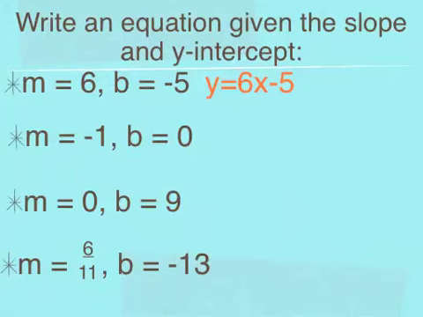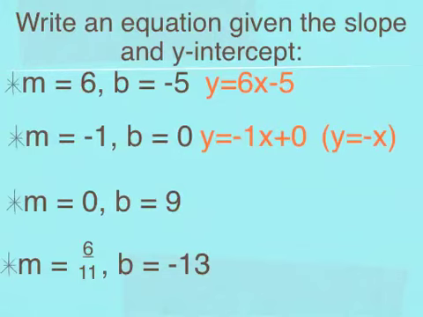The next example, I'm going to plug in negative 1 for m and 0 for b. So my equation would be y equals negative 1x plus 0. If you remember, plus 0 or adding 0 is not going to change whatever negative 1 times x is, so it is not necessary. As well as, I don't have to write a 1 in front of a variable if there's just one of them. So actually this equation y equals negative 1x plus 0 could be written as just y equals negative x.